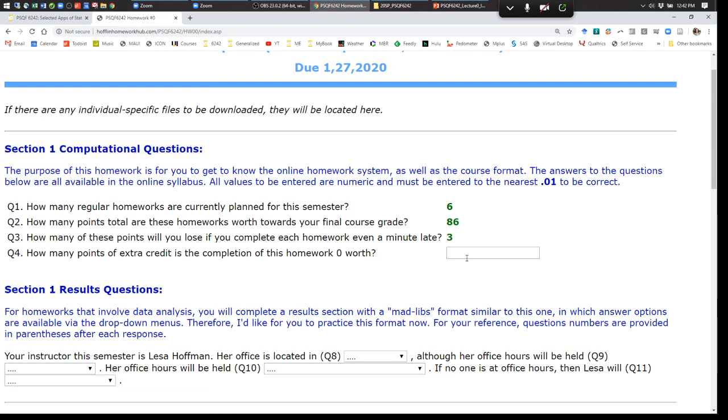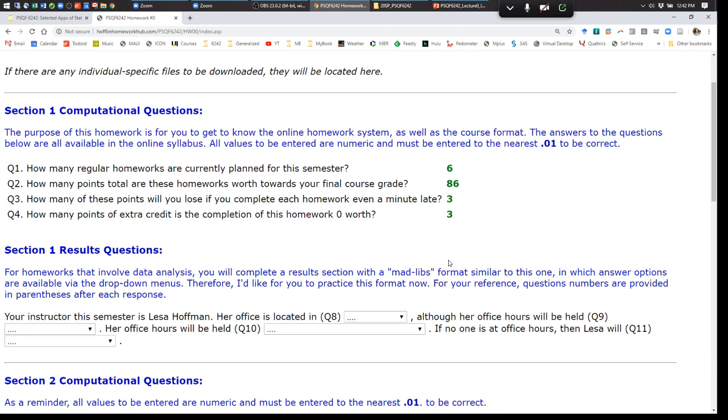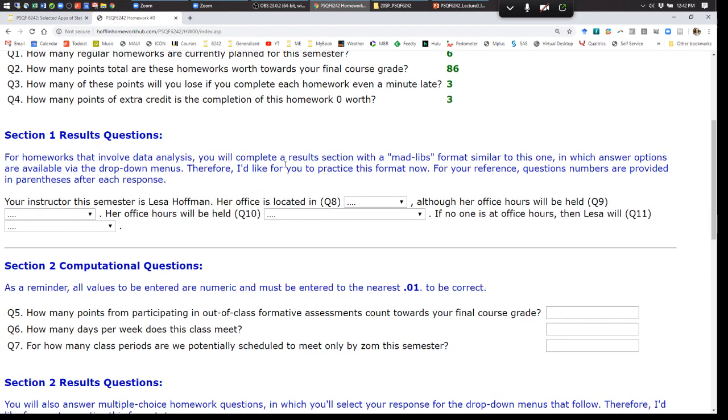But how many points extra credit is homework 0 worth? 3. Okay, so 4 for 4 so far. Then we have one type of results question. Now these are the kind that you don't get to see if you are correct or not until after the homework is submitted. But we can go through this together.